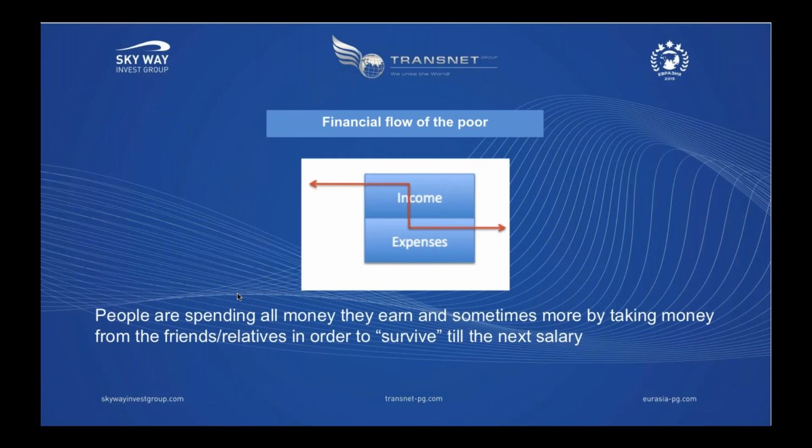The financial flow of a poor person is when you receive your income, usually from only one income stream, and then you spend it all. People spend all the money they earn, and sometimes more, taking money from friends and relatives in order to survive till the next salary. I guess it's very common, especially in countries where people don't tend to look for different opportunities, because maybe they're not educated enough, or have no idea that there are other scenarios for their life. People just go to work, go home, receive money, and spend money. This is kind of survival mode, because these are people who always look for payday, as it's very hard for them to survive. They might never have enough money to support the family, kids, etc. So this is the financial flow of the poor person.